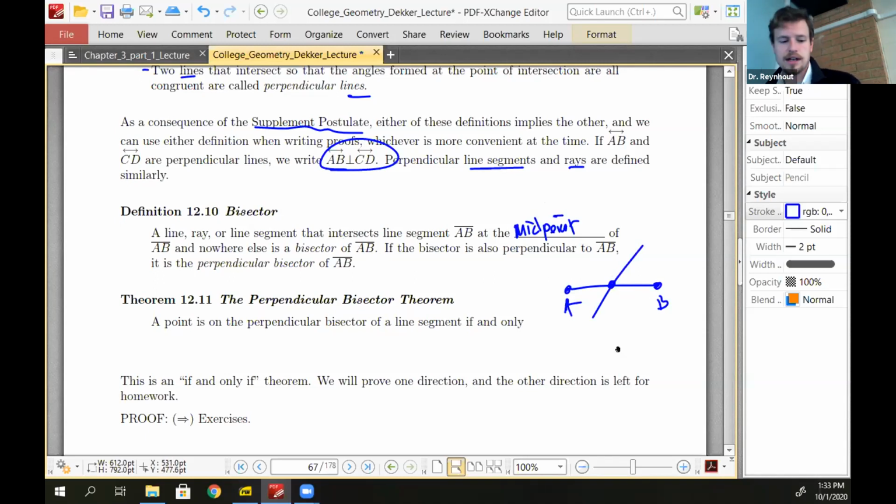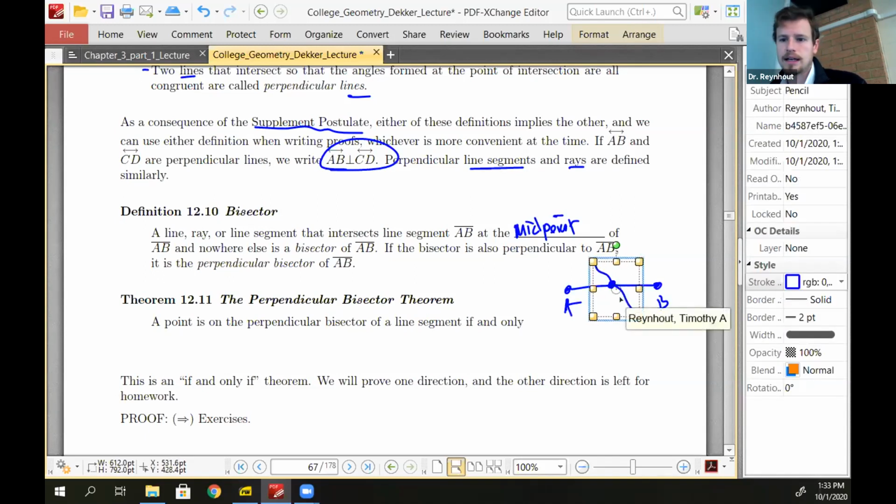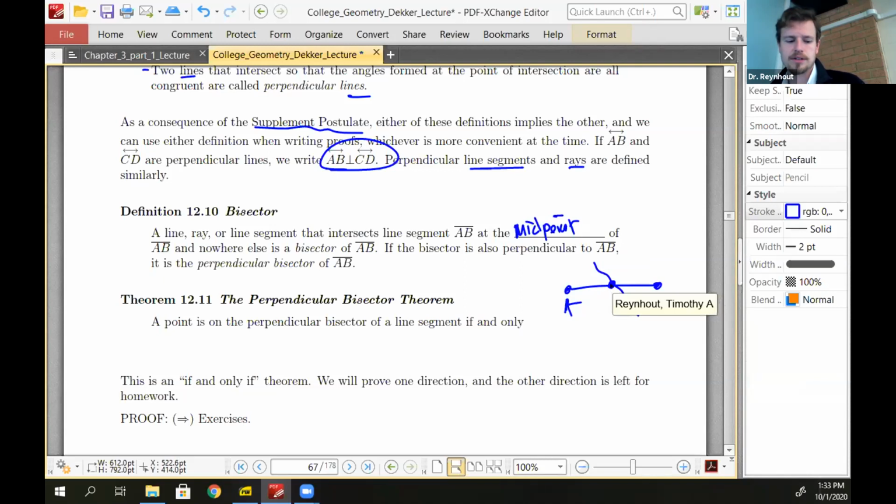That's a bisector. But I could also take a look at this line, except move it over a little bit. There we go. And that one is also a bisector. It doesn't say anything about the angle at which it passes through. If we do concern ourselves with the angle, in particular, if it's perpendicular, then it's called the perpendicular bisector. And that is unique. There is only one.